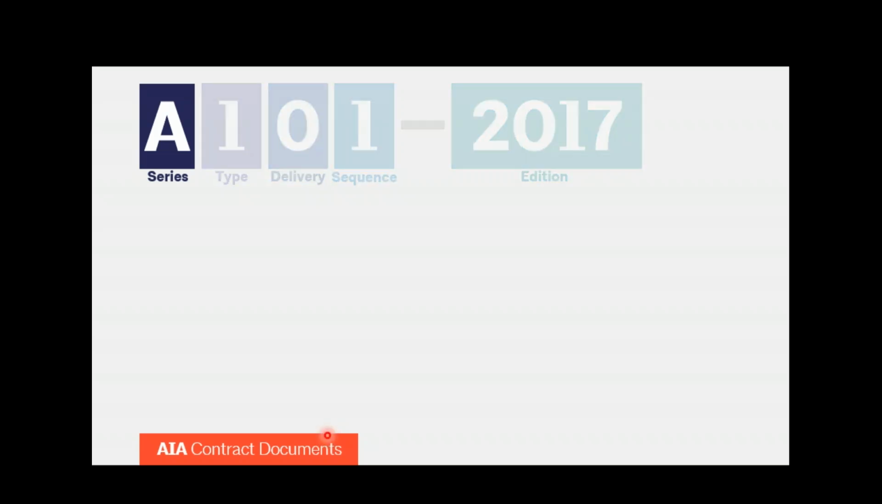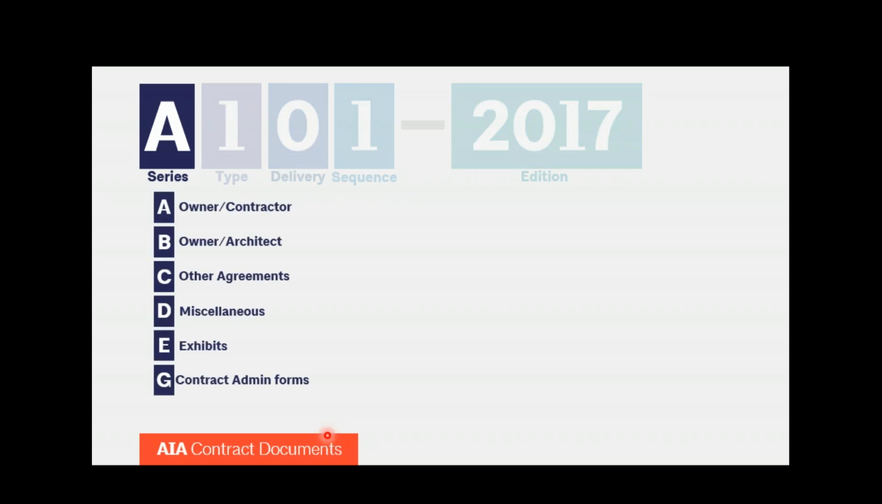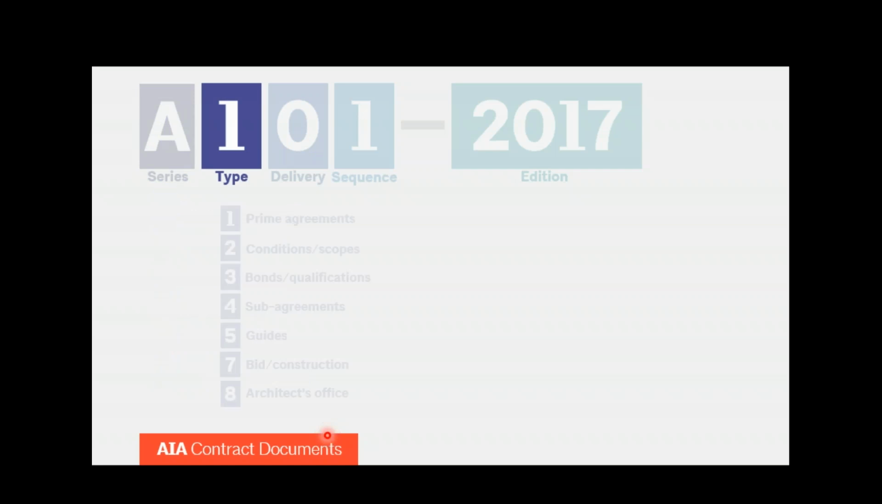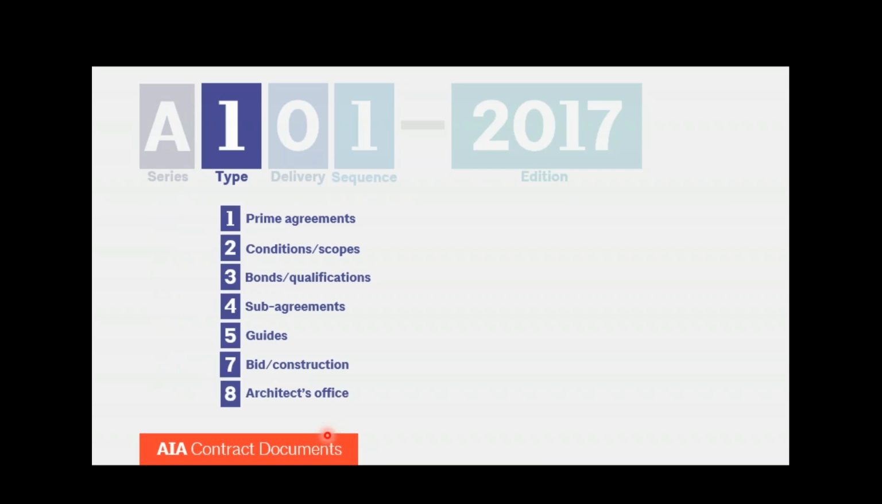So let's break it down here. One way that AIA contract documents are grouped is by series, and that's just this, and a series is distinguished by the use or purpose of the document, and they're represented by that first letter there. So you can take a look at our series here. The second is just your type of documents. You can see the breakdown here.